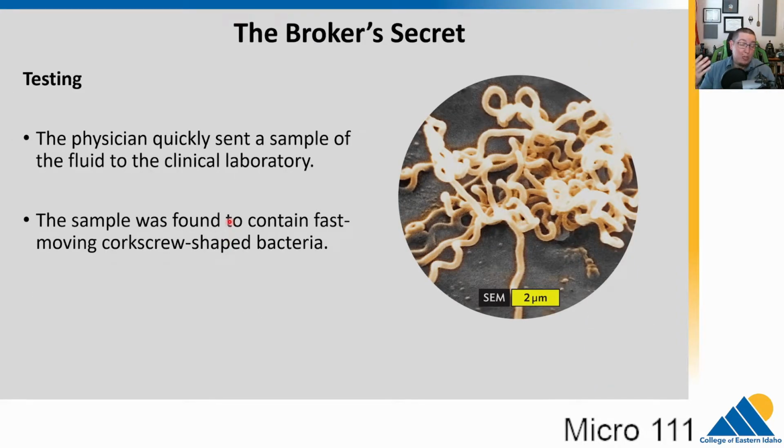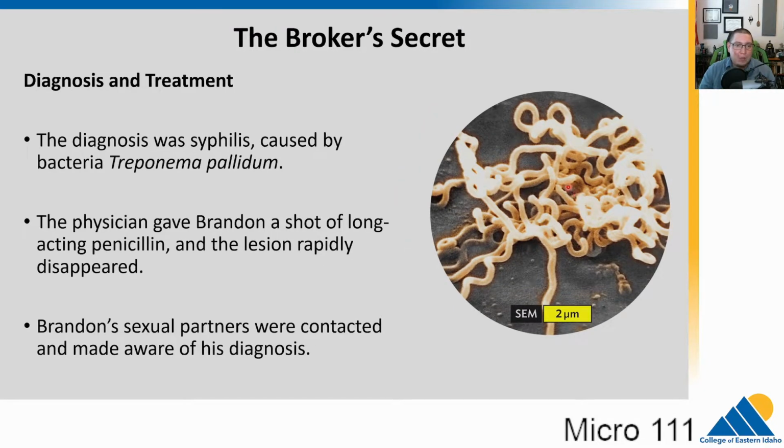So we want to then identify what is causing the infection here. And to do that, the physician is going to take a sample of that fluid and send it to the clinical microbiology lab, where the first thing they're going to do is actually look at it under a microscope, which is really simple and really easy. And they're going to see that there are these corkscrew-shaped bacteria that are swimming around in the sample. That's a really clear indication that this is caused by a very well-known microorganism. It's caused by Treponema pallidum, which causes the disease we call syphilis.